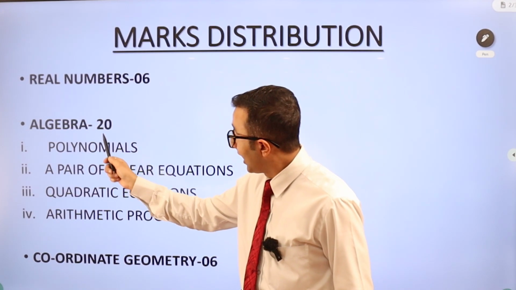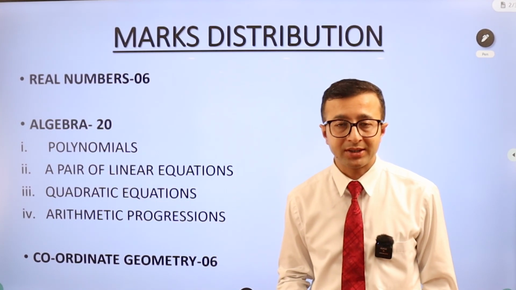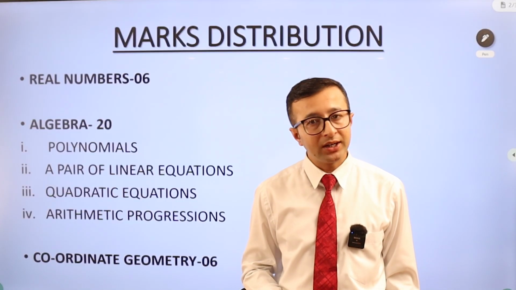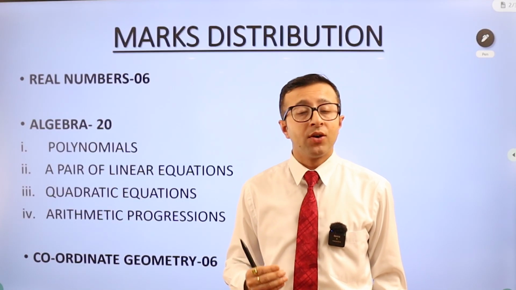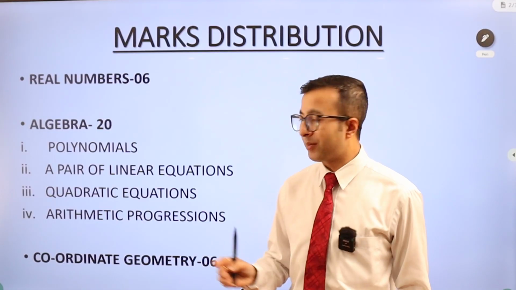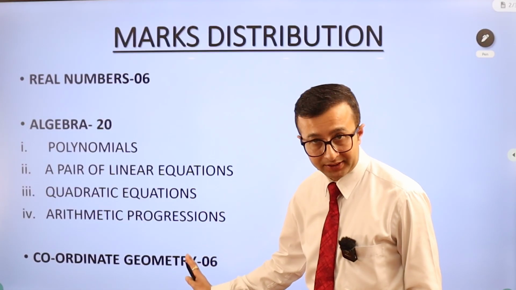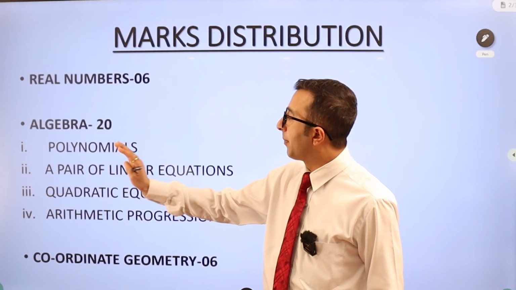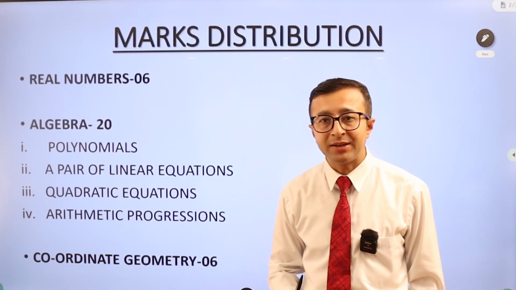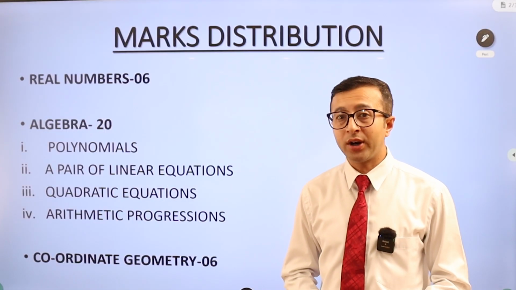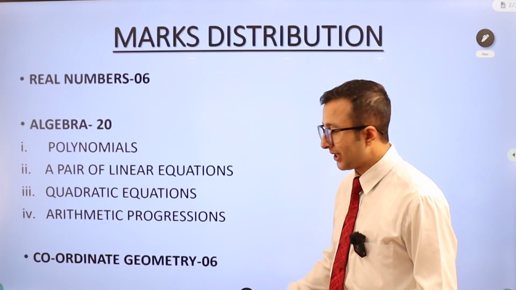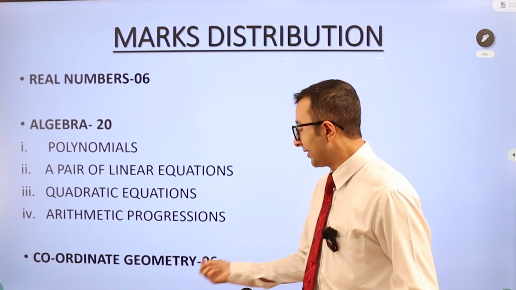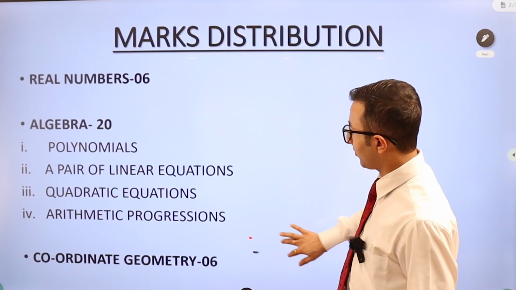But look here, algebra consists of 4 chapters, that is polynomials, a pair of linear equations, quadratic equations and arithmetic progression. We cannot say that every chapter will carry 5 marks each, but altogether from algebra we will be getting 20 marks. The next is coordinate geometry, one of the most easy and scoring sections, which gives us 6 marks.